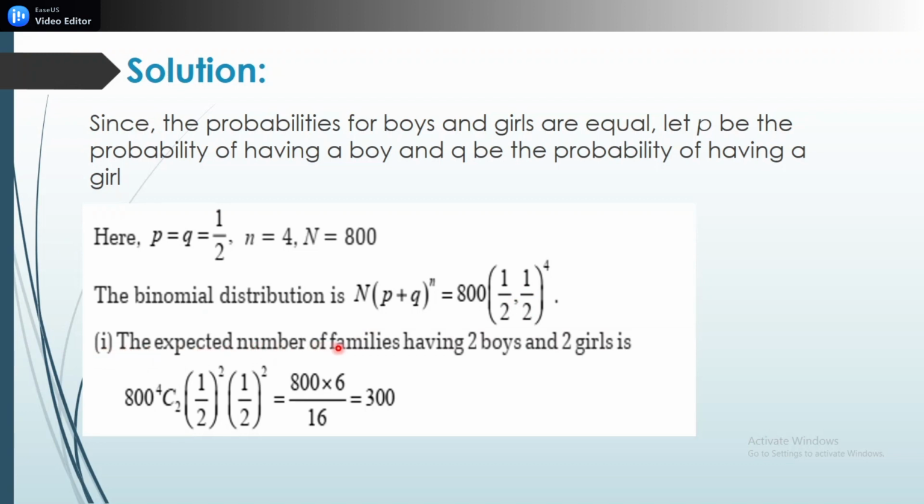The expected number of families having 2 boys and 2 girls: we take 800 times the probability of having 2 boys and 2 girls. This is the expected number of families. Then we take capital N and multiply by the probability of having 2 boys and 2 girls, which is equal to this one. So 300 families will have 2 boys and 2 girls.